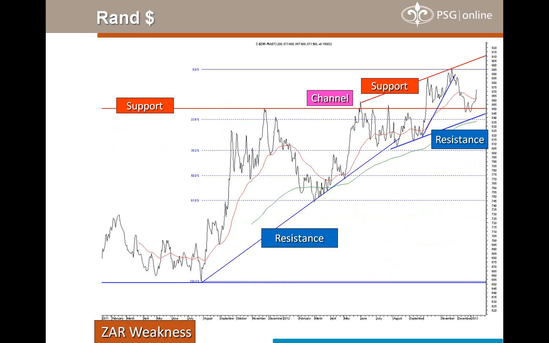Here's the rand. It's important, if you're looking at the gold and platinum shares, to have a view on the rand. You can see that the rand is trading above those moving averages. We're trading in a little up channel. The anticipation in the market is we're going back to retest our highs here at 9 rand.